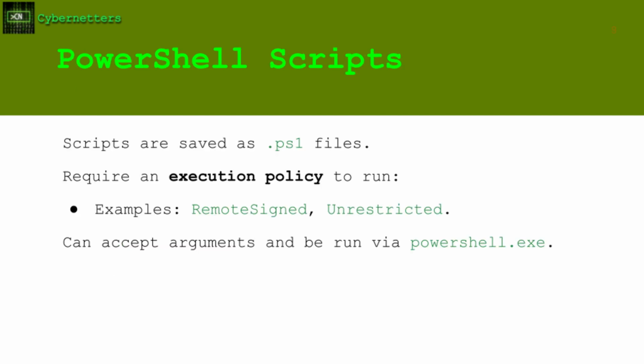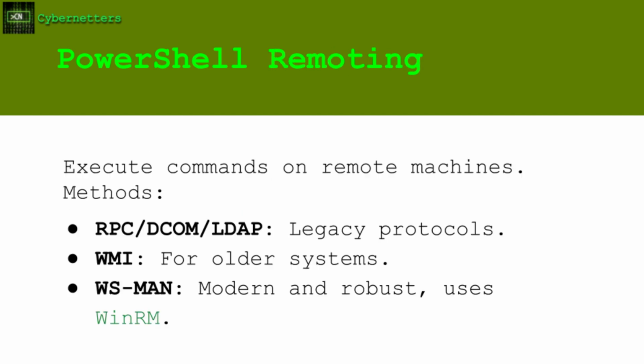PowerShell scripts are saved as .ps1 files, which contain a series of commands to automate tasks. To run these scripts, you need to configure an execution policy, such as RemoteSigned, which allows signed scripts to run, or Unrestricted, which runs all scripts but may pose a security risk. Scripts can also accept arguments and be executed directly from the command line using PowerShell.exe.